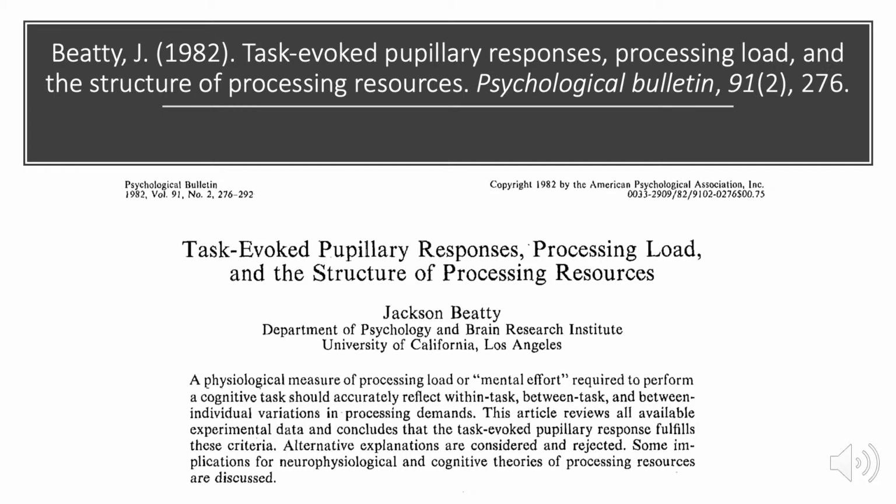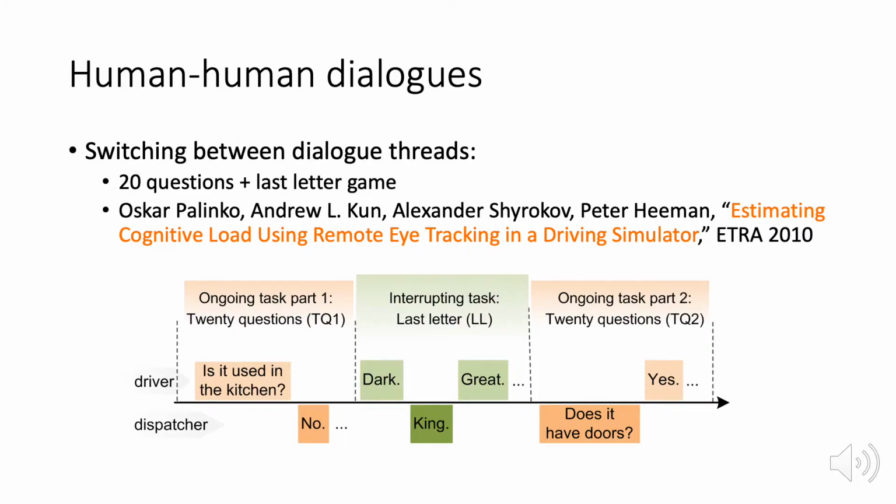So let me give you one example from my lab. It is an experiment in which we looked at human-human dialogues, spoken dialogues. So two people talk to each other. It happens to be between a driver, in a driving simulator in this case, and a remote conversant. So think of you're driving and talking to someone on the phone. We really wanted to know how cognitive load will change or be affected by switching between dialogue threads.